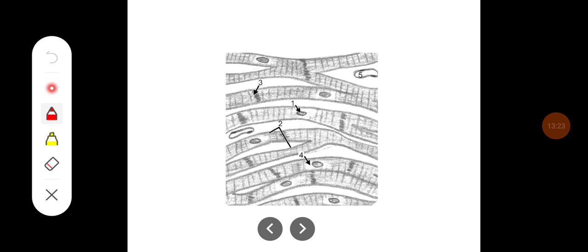So this is the structure of the cardiac muscle fibers. They have intercalated discs, they are nucleated, and they are branching.